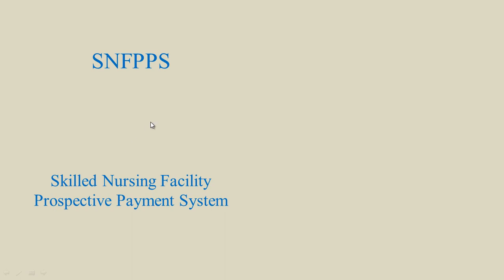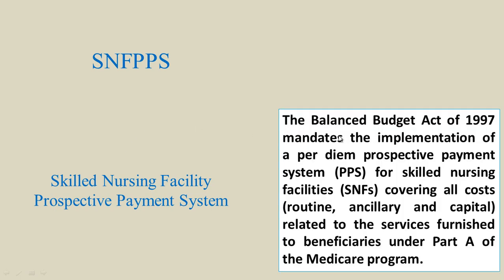SNF PPS, Skilled Nursing Facility Prospective Payment System. The Balanced Budget Act of 1997 mandates the implementation of a per diem prospective payment system (PPS) for skilled nursing facilities, SNFs, covering all costs, routine, ancillary, and capital related to the services furnished to beneficiaries under Part A of the Medicare Program.